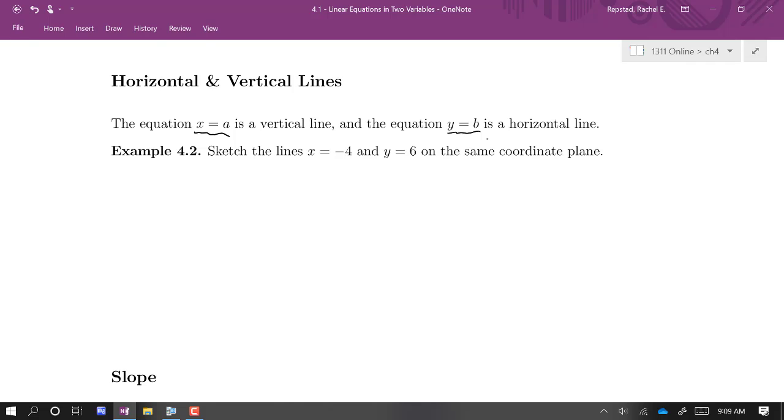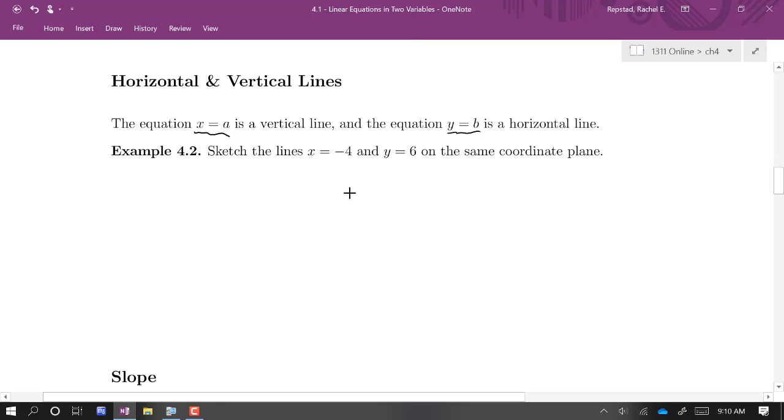What determines that line is that the x coordinate is always the same, always that one value. No matter what y is, x is the same, so that's a vertical line. Likewise, if y is equal to a constant, that means that no matter what value x takes on, y takes on the same value, so that defines a horizontal line.